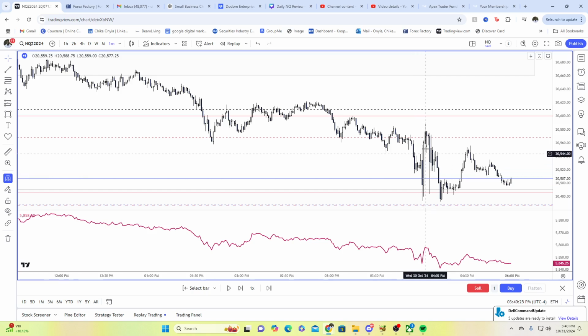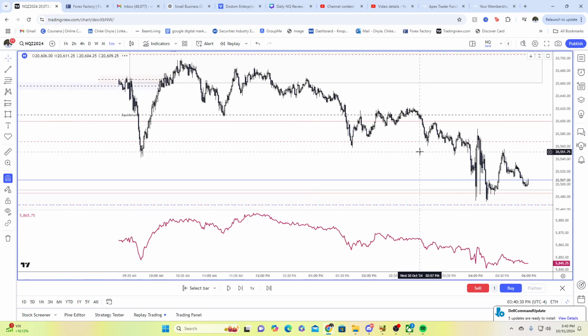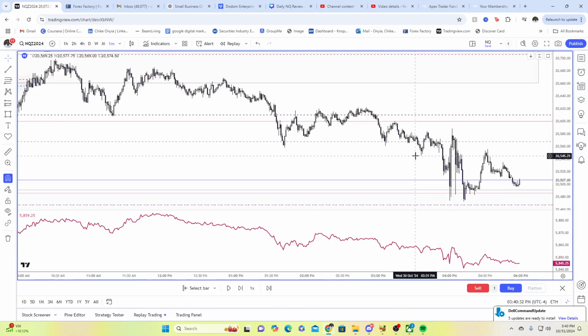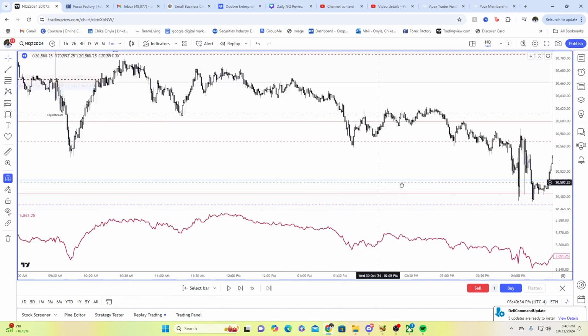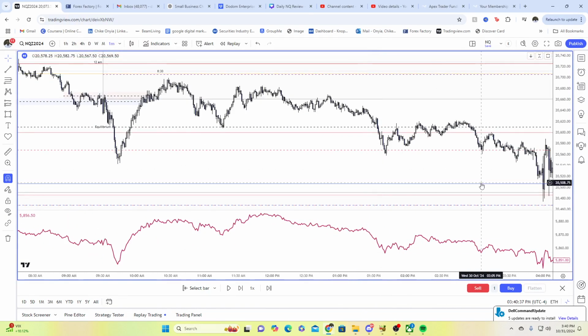And then we have that 4 p.m. aftermarket news, probably coming from some sort of earnings report. But you can see this was the movement for today. We went over some of the 22 models that we took. We went over some of the 22 models that we shouldn't have taken. This has been the daily NQ review and ES review for October 30th.